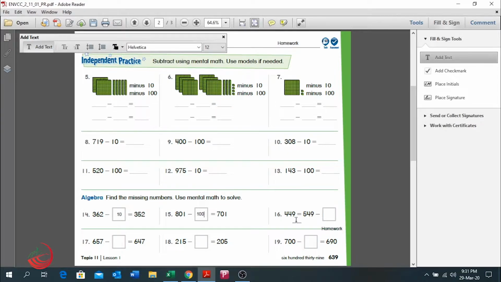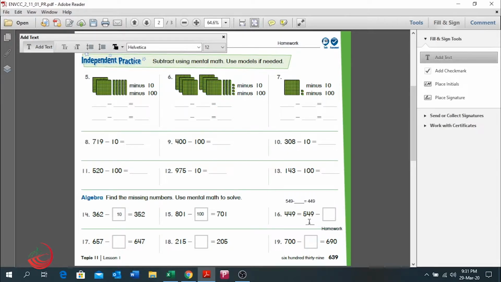Doesn't matter, same equation. 549 minus what equals 449? To make it simpler, it's the same thing, like this minus what equals 449. They're just trying to confuse you. So which digit changed? The ones, the tens, or the hundreds? Which one decreased?